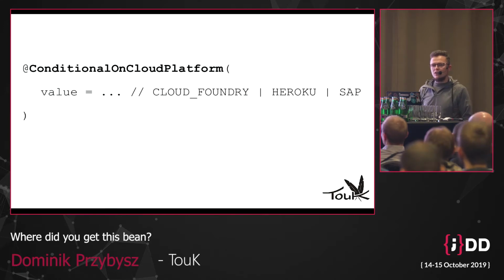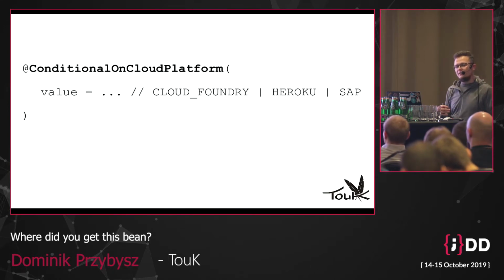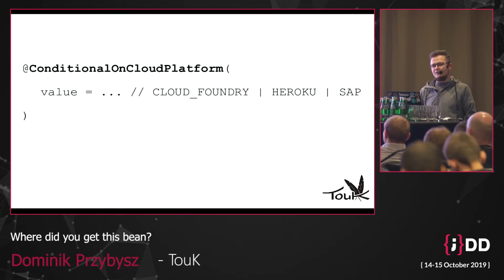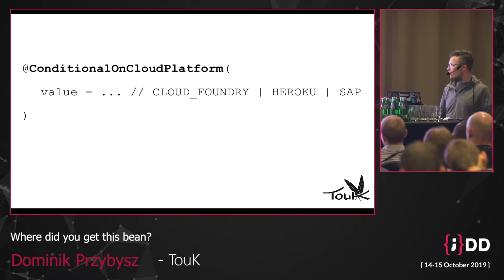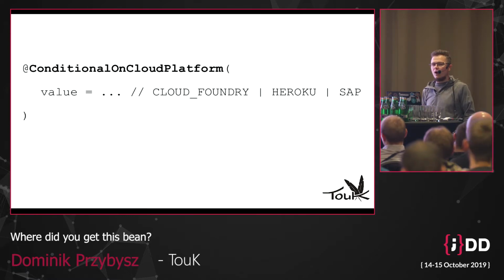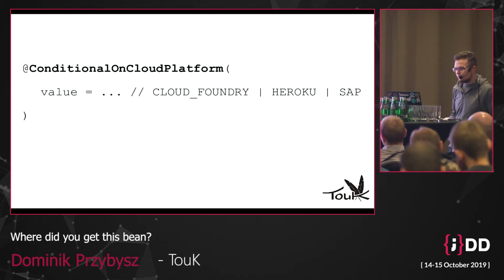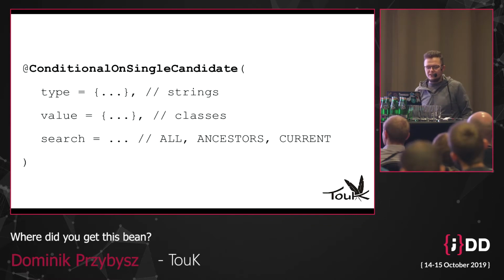We have a conditional on cloud platform. So, for example, this is Cloud Foundry, Heroku, or SAP. And conditional on cloud platform will check that we have specific properties. For example, it could check for specific properties in our application properties. If they are defined, then okay, there are Cloud Foundry properties, so I know that this is a Cloud Foundry application.